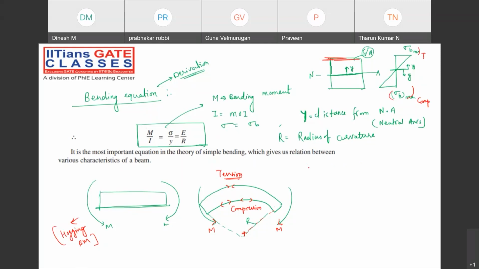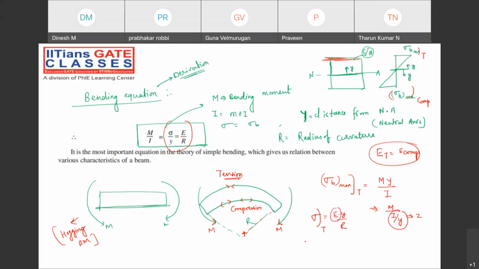The third assumption says that whatever the E value is, it is the same for tension as well as compression. Suppose you want to calculate the maximum bending stress in tension, then you follow the equation M by I equals sigma by Y, and I by Y we call moment of inertia by distance, the section modulus Z. So in that calculation, if you use this formula, there is no requirement of E. But if you are using the other two formulas, you might require E into Y by R. Whether you calculate for tension or compression, the E value will be the same. Y tension, Y compression. Check it out.